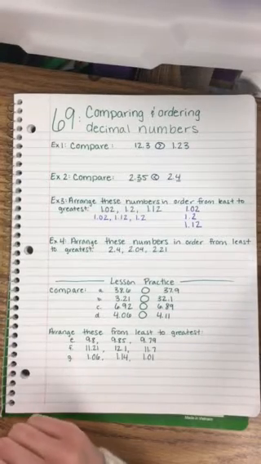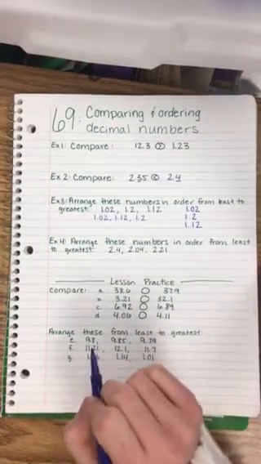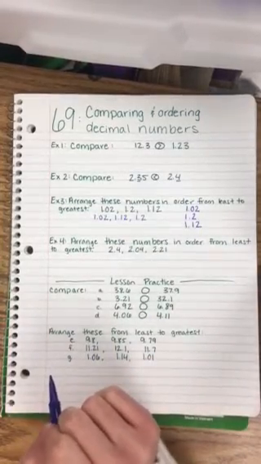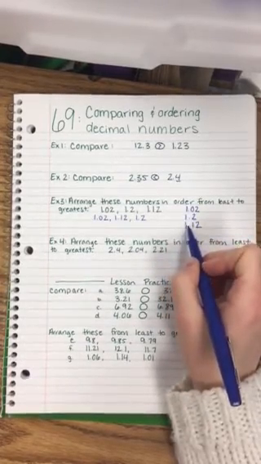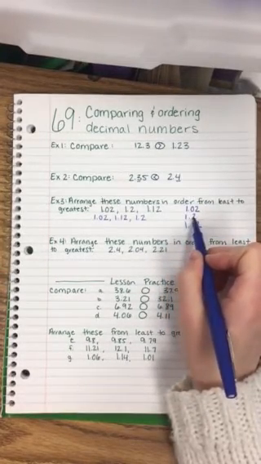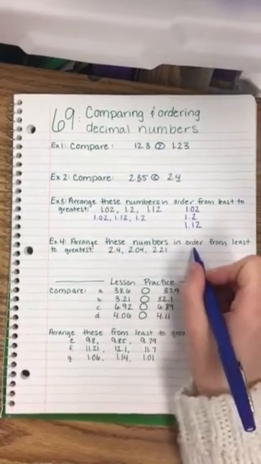Example 4. Arrange these numbers in order from least to greatest. You don't have to necessarily put them vertically, but I do see how it could help because you just see which number is biggest. They're all the same. Which number is biggest? That one, then that one, then that one, and then these two both have 2's. So we'll do that for this one.